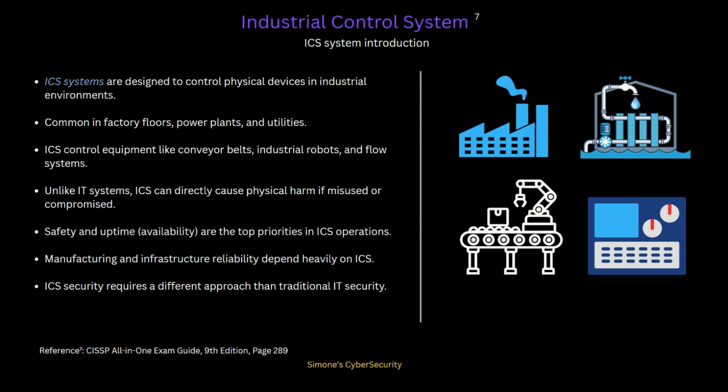And unlike IT systems that mainly deal with data, ICS systems directly interact with the physical world. That means if something goes wrong with ICS, it doesn't just cause data loss, but it will cause production stops, equipment damage, or even human safety risk. So in ICS, the top priorities are always safety and availability.